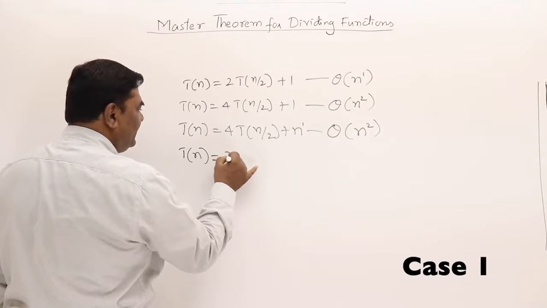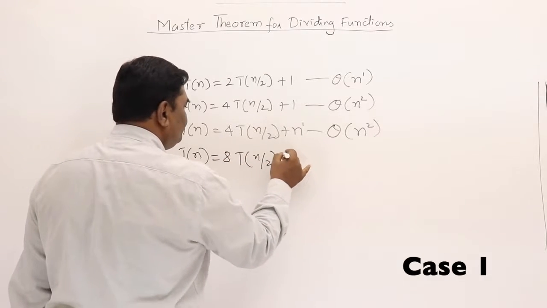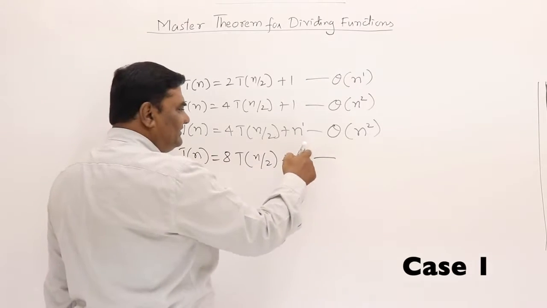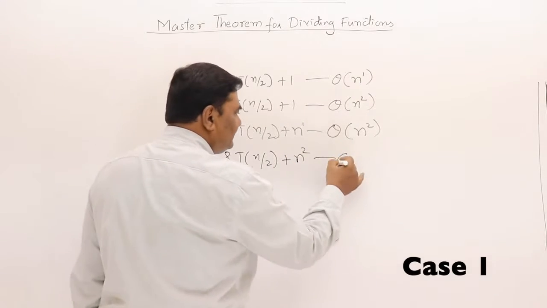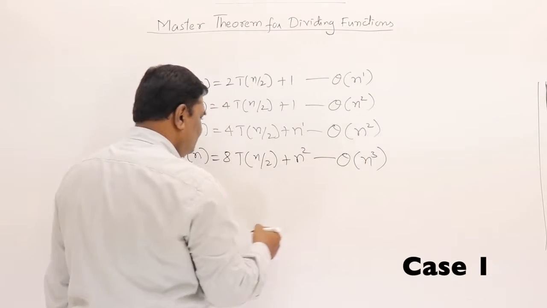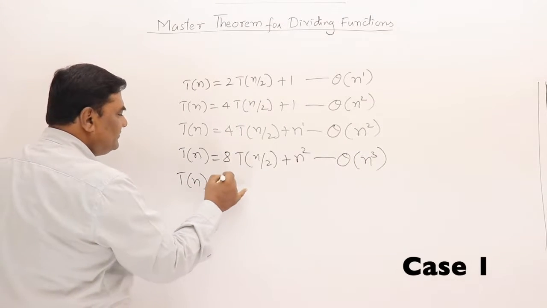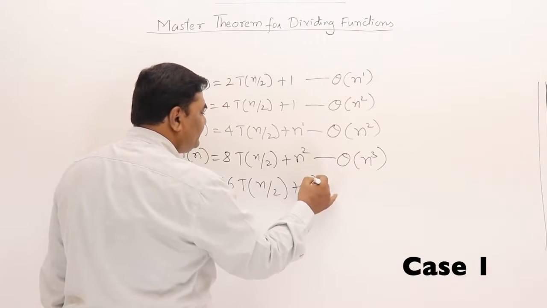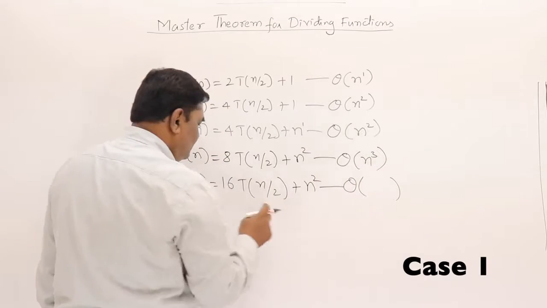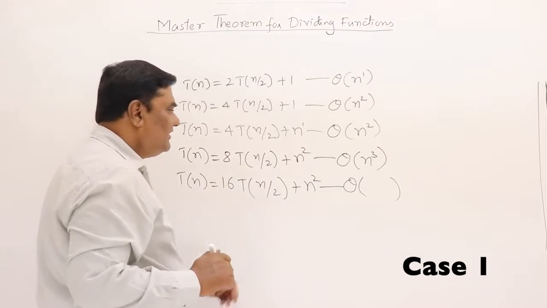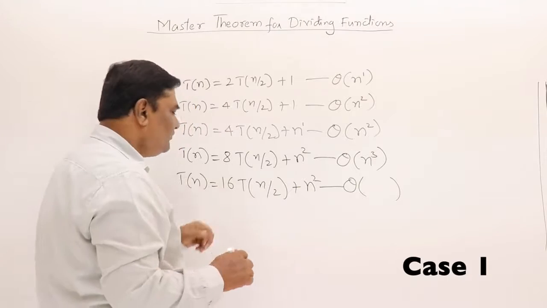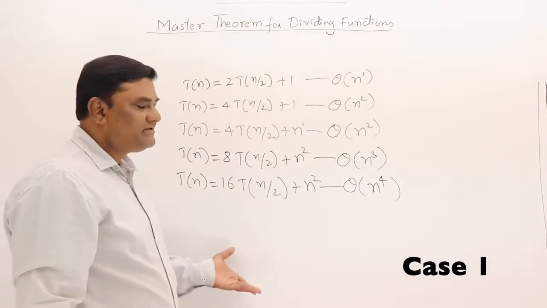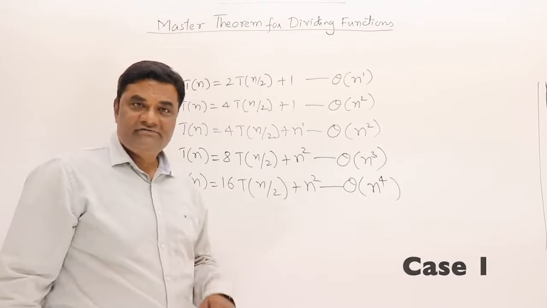T(n) = 8T(n/2) + n^2. Log 8 base 2 is 3 and this power is 2. So this is n^3. T(n) = 16T(n/2) + n^2. Log 16 base 2 is 4 and this is 2. So this 4 is greater, n^4. That's it. This is for case 1.